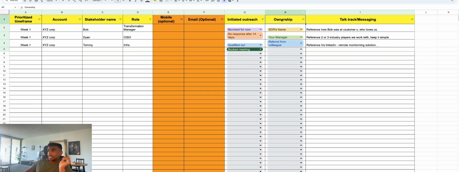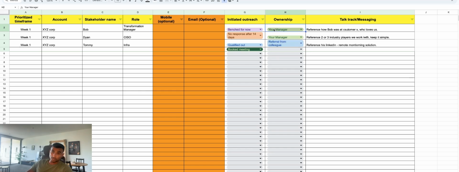I've also got a tab here for ownership, right? So the ownership, this is really important if you're a mid-market account executive or an enterprise account executive. So you can either have your SDR next to it. The AE, that's obviously you, so that's your contact. Your manager, that's a powerful one, right?